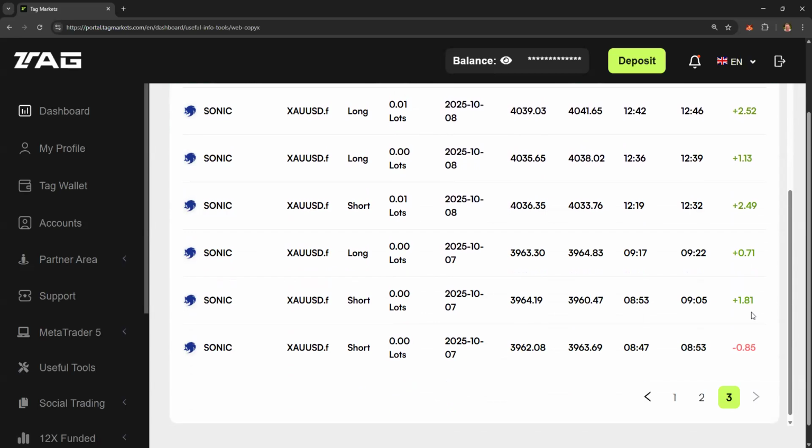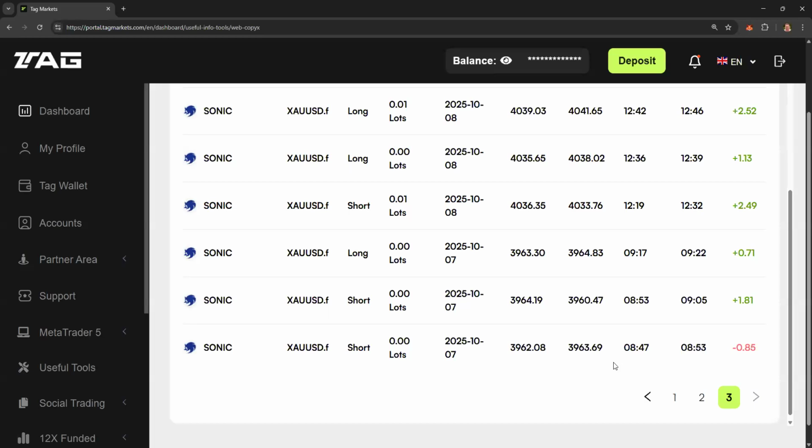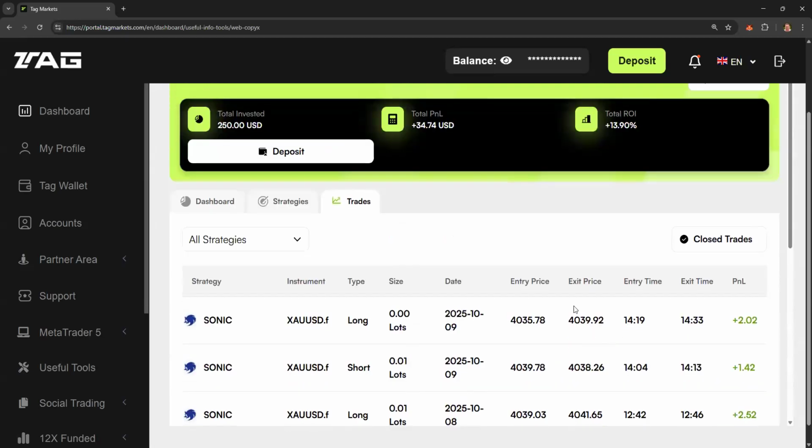So I've just shown you that in the 15 trading days, roughly, that this account's been going, there's not been 1 losing trading day. There's been 2 or 3 losing trades, but not 1 losing trading day. So, folks, you can see here, this is basically how Tag Markets is performing with Sonic AI.